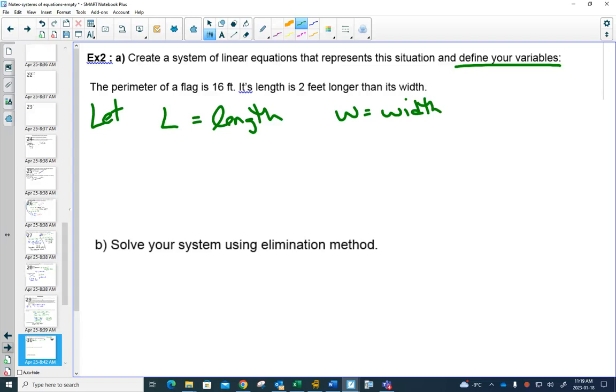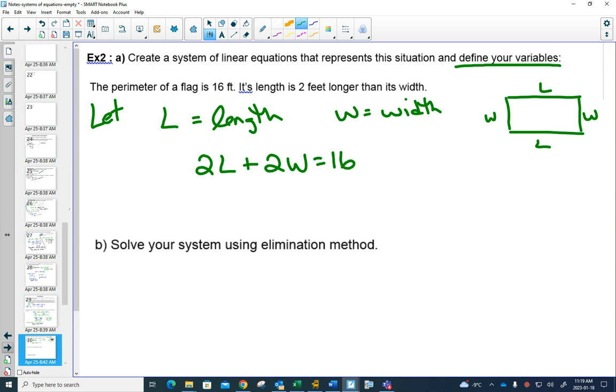The perimeter of a flag is 16 feet. So if you think about a flag, you see that that would have a width there, a width there, a length there, and a length there. So that first sentence would give us this equation. We have to use the sentence to see if we can make an equation with our variables. But since we have two variables, we would need two equations to solve it.